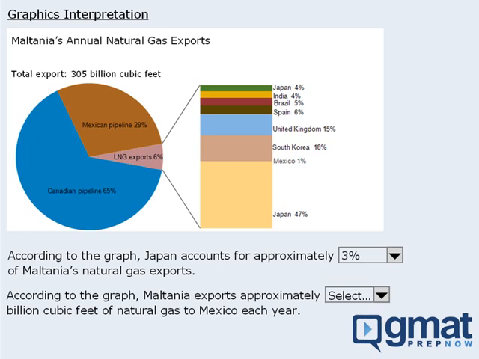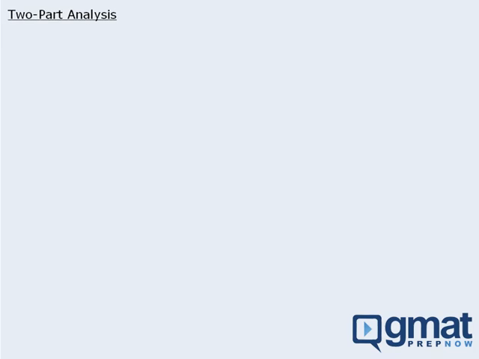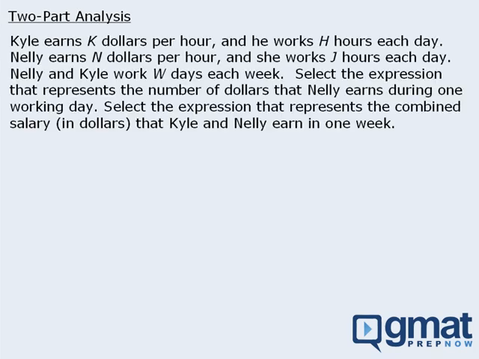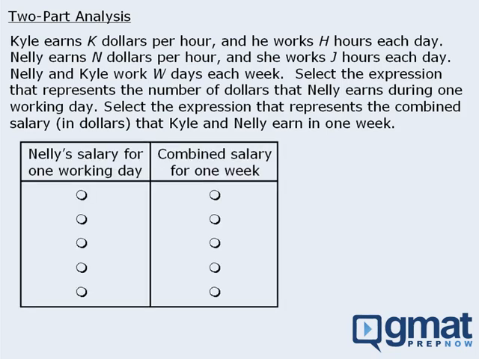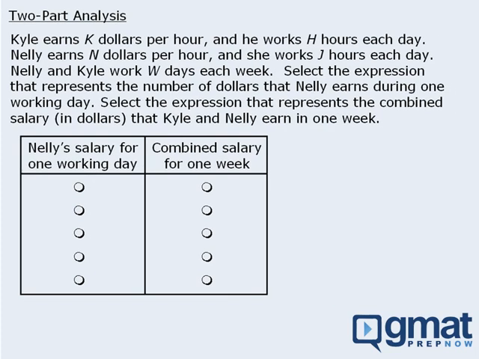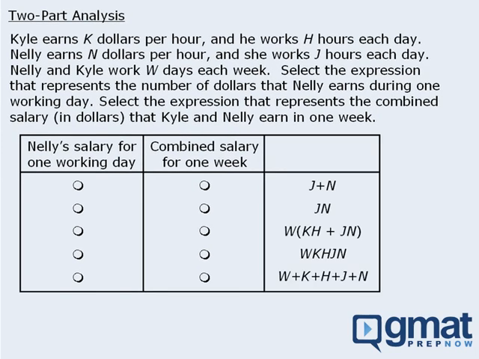The next question type to discuss is the 2-part analysis question. In these questions, you're given information in the form of text, and you must use this information to answer 2 different questions. However, rather than having a separate set of answer choices for each question, you will have one set of answer choices for both questions. Your job is to select one answer choice for each question.